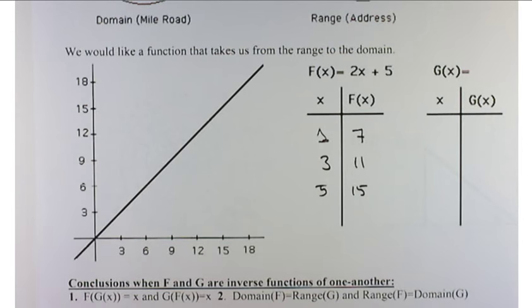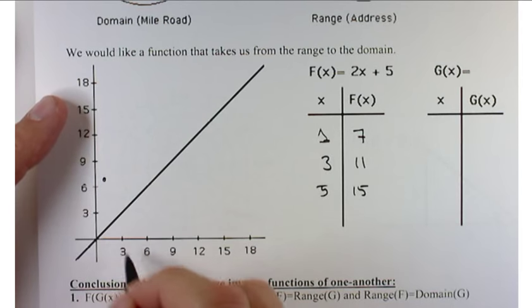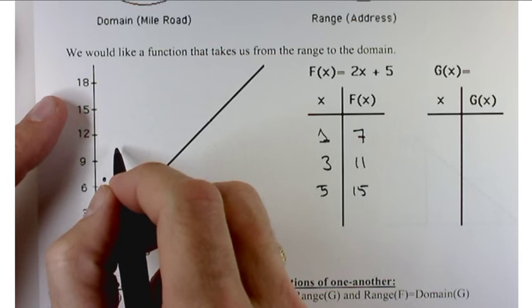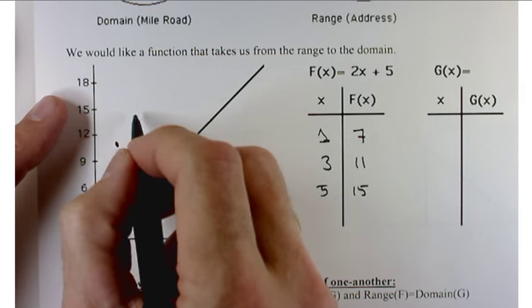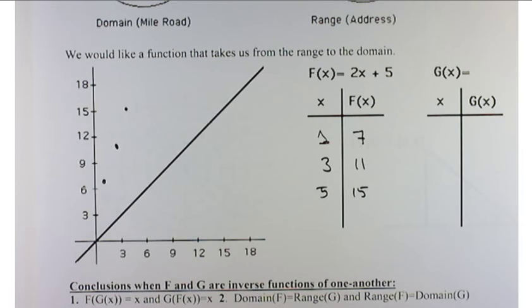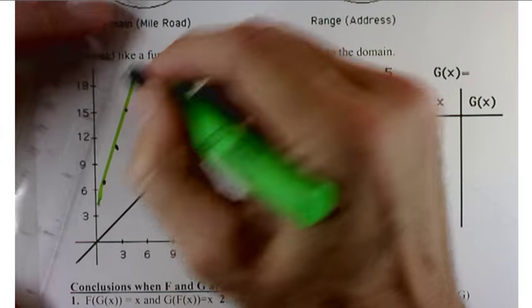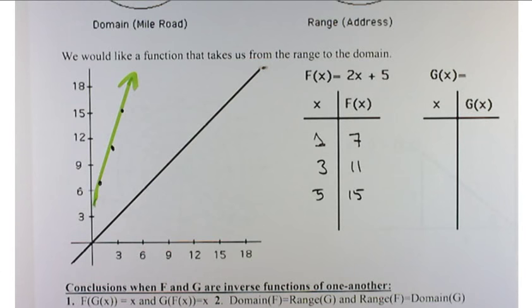So let's plot these points here and see what we get. If you'd like to borrow a ruler, I've got some up here. So we get a point at 1 and 7, roughly here. 3 and 11, about here, and 5 and 15. We can draw ourselves a nice little line that represents the graph of this function. But our goal is to not understand just the function, but we want to understand some stuff about the inverses.